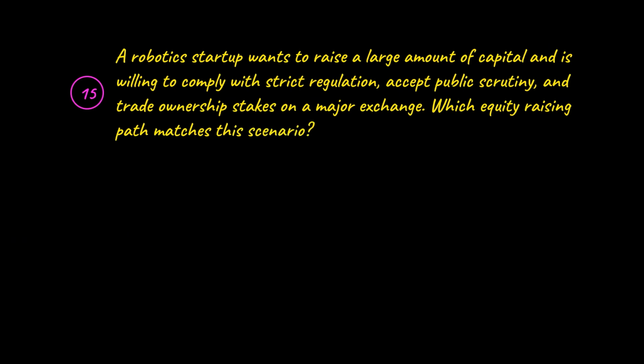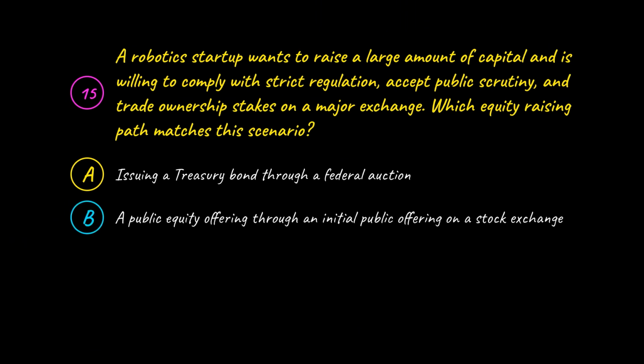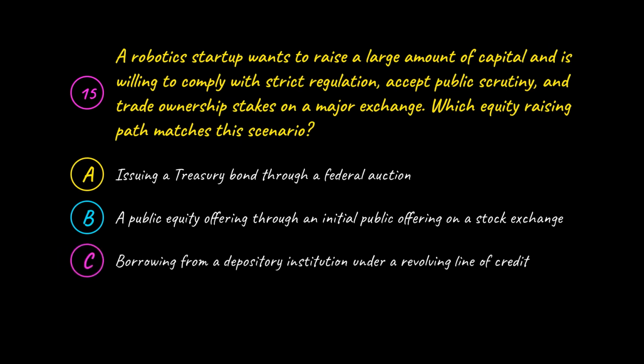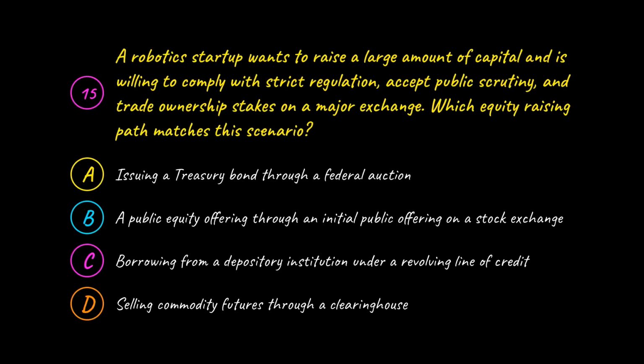Your options are A, issuing a treasury bond through a federal auction. B, a public equity offering through an initial public offering on a stock exchange. C, borrowing from a depository institution under a revolving line of credit. D, selling commodity futures through a clearinghouse. Don't overthink it. Which one feels right?